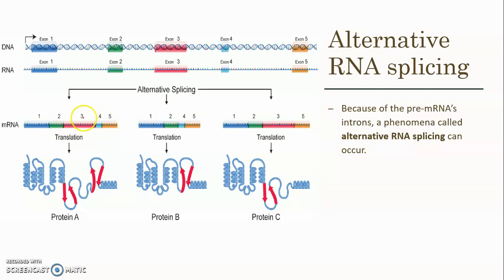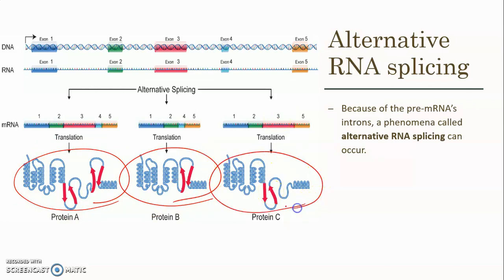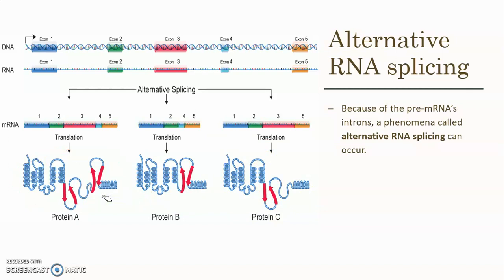In the first one, for protein A, we used every single exon: 1, 2, 3, 4, and 5. In the case of protein B, we only used 1, 2, 4, and 5, so exon 3 got cut out. In protein C, we used 1, 2, 3, and 5, so exon 4 got cut out. And if you look at these pictures, you can see that all three of these proteins look very different from each other.